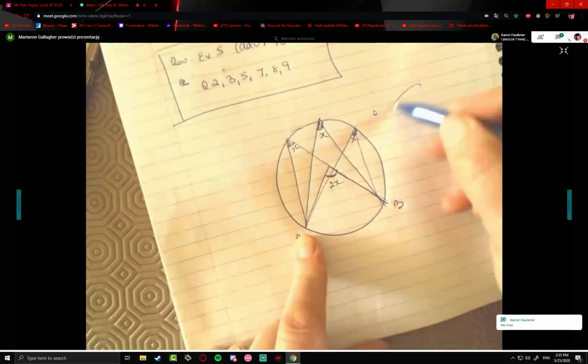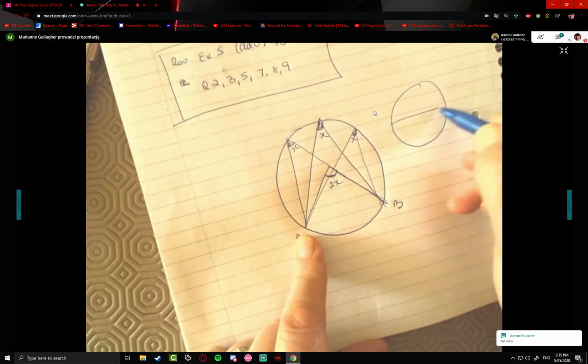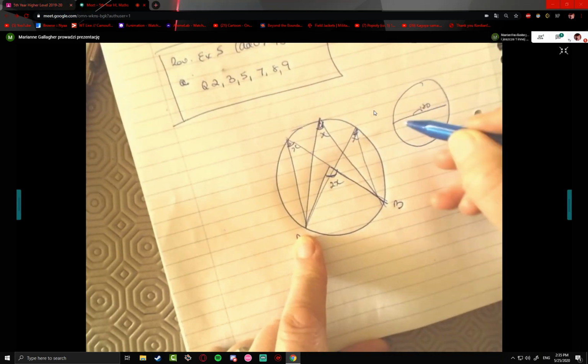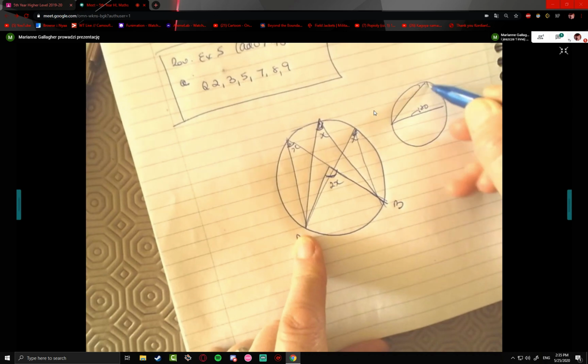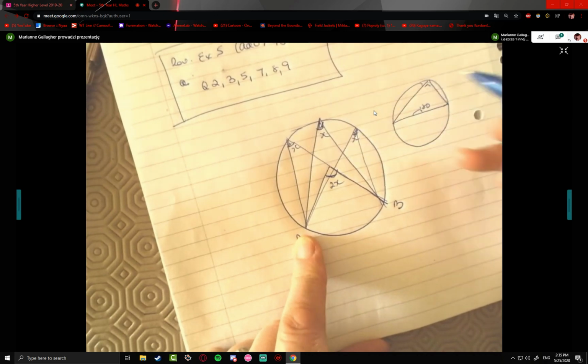Okay, and then if you have a semicircle, the angle in the middle is 180. So if you start at one end of the diameter and go to the other end, you're always going to have a right angle triangle. No matter where you go, that's always going to be a right angle.